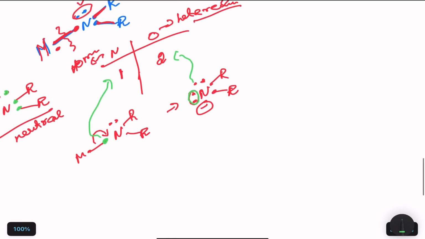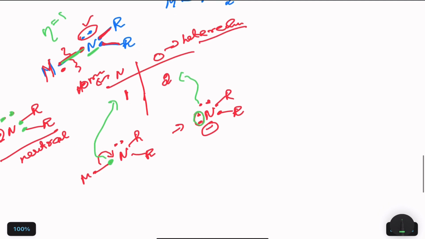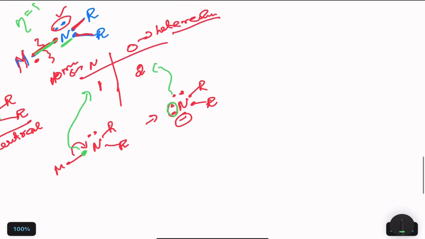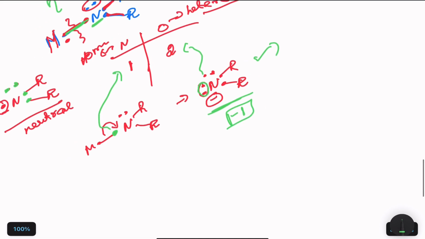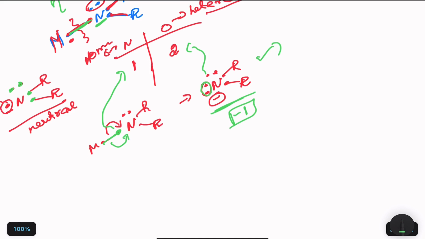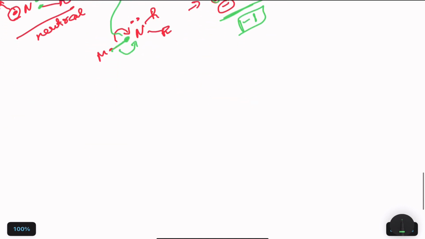What about the hapticity? Hapticity will be 1, because the metal is bound to only 1 nitrogen atom. Then what about the formal charge? Once you are using the oxidation method, the formal charge is easy. The formal charge is -1. We already told how to find it: we take this bond and take back the electrons, so it has a negative charge. The formal charge is -1. We will move on to more examples so that it is easy.